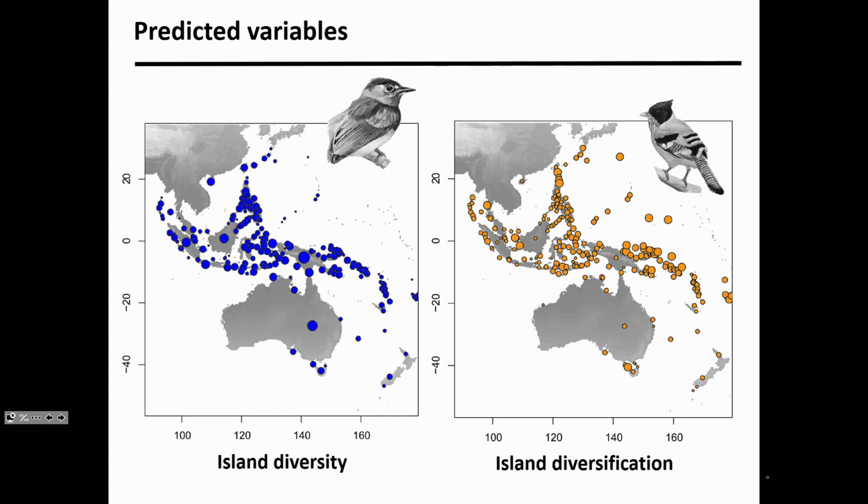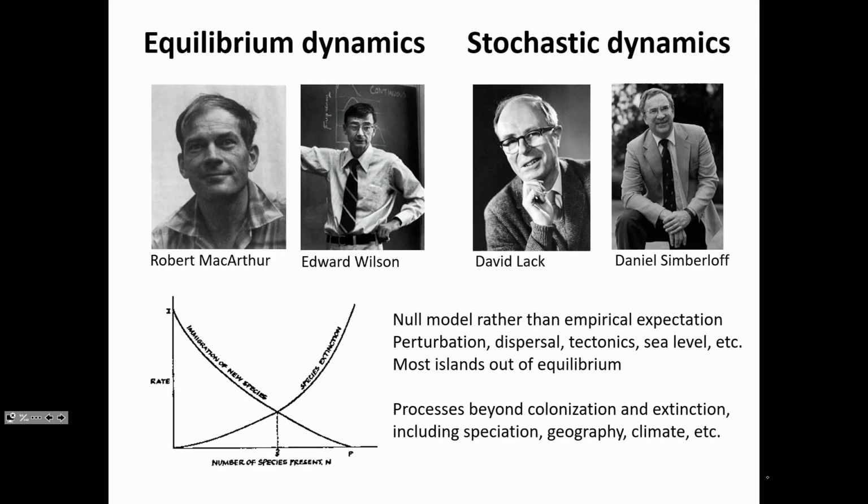We will have two predicted variables, which are island diversity and diversification. Island diversity is simply the number of species on an island. Island diversification is the average diversification rate of the species on the island, right? So this measures how fast the species accumulate at the island and how many species are on the island. We can go back again to some classic theory for guidance and potential predictions.